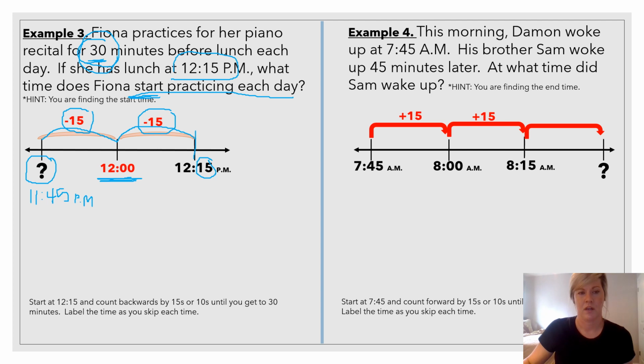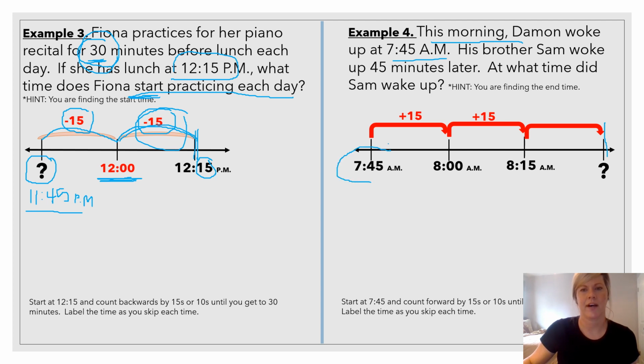Okay? So since it was at the end, we counted backwards. I counted by 15s twice to get 30 minutes. Once I did that, I then figured out that my start time was 11:45. Okay? Last one, example 4. This morning, Damon woke up at 7:45 a.m. His brother Sam woke up 45 minutes later. At what time did Sam wake up?